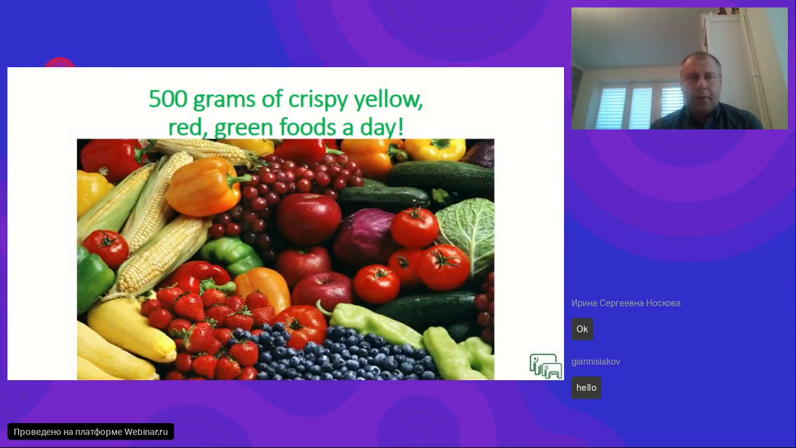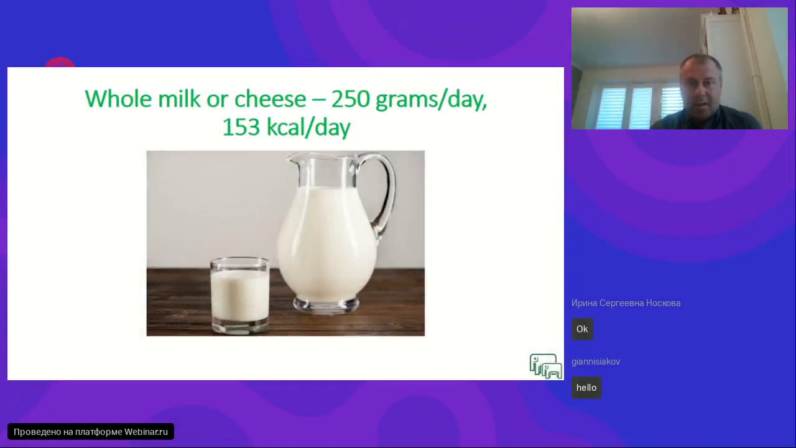What is necessary to eat obligatory? It's 500 grams of crispy yellow, red, green foods per day, because in these fruits and vegetables of different colors, there is a necessary amount of microelements, of fibers, which are necessary to build good functioning of the cardiovascular system. What about milk? It is rather useful, but before 65 years old, approximately, we must introduce to our diet milk or cheese approximately 200 grams per day.